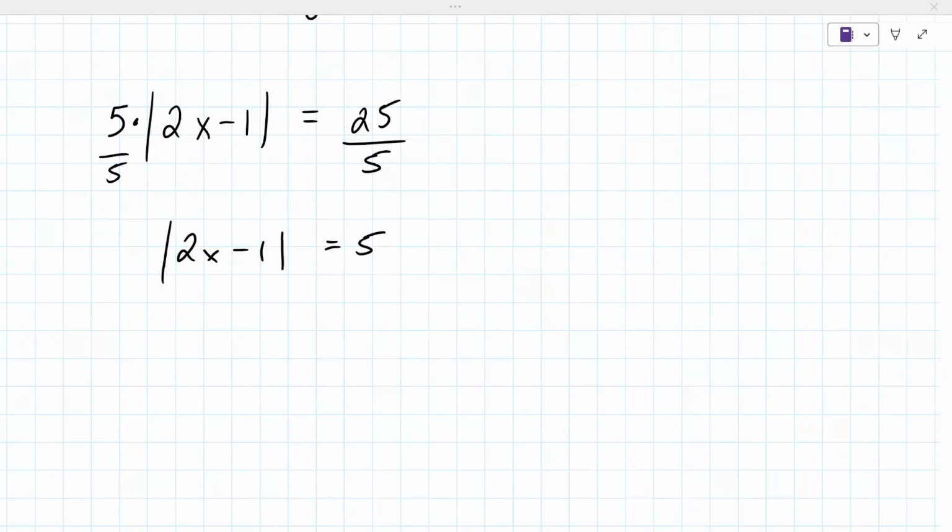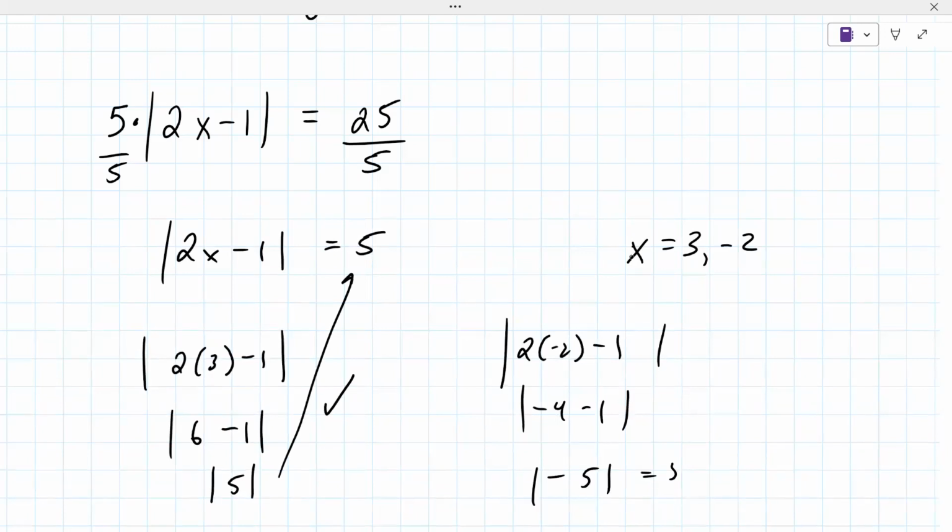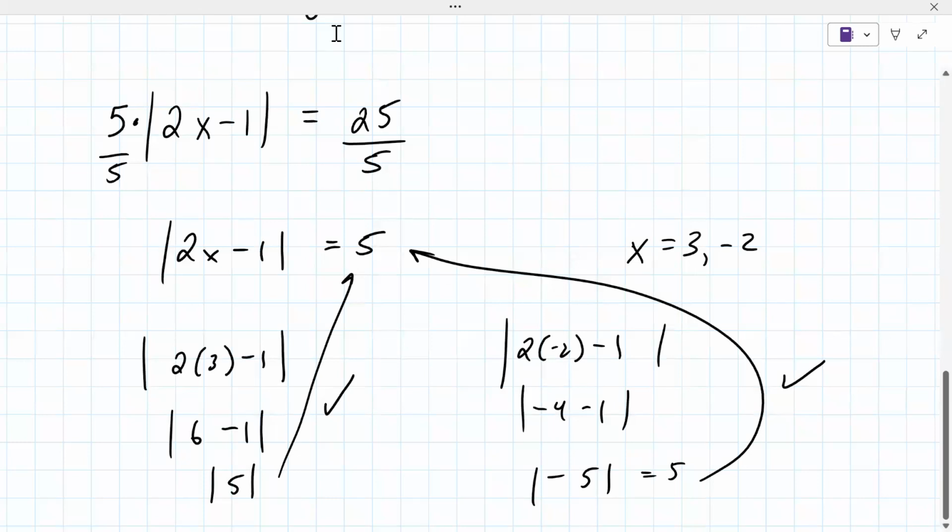I got x equals 3 and x equals negative 2. Like this? Yeah. Okay, so the way we can check is we can actually try those numbers. 2 times 3 minus 1, absolute value, is 6 minus 1, which is the absolute value of 5. That works. And then you can do the same thing. 2 times negative 2 minus 1, negative 4 minus 1, absolute value of negative 5 is 5. That also works. So you can always check your answer. Now, sometimes it's hard to check your answer, but you could definitely do that.